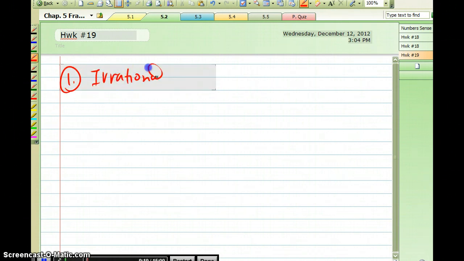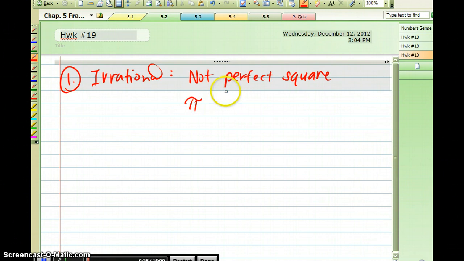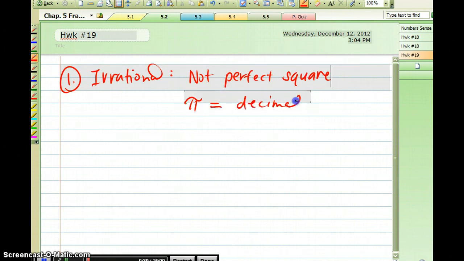An irrational number would be a number such as a square root that is not a perfect square root, or not a perfect square. Pi is also considered an irrational number because it's a decimal that never ends, and also because it doesn't repeat. Those never-ending numbers don't have a pattern.